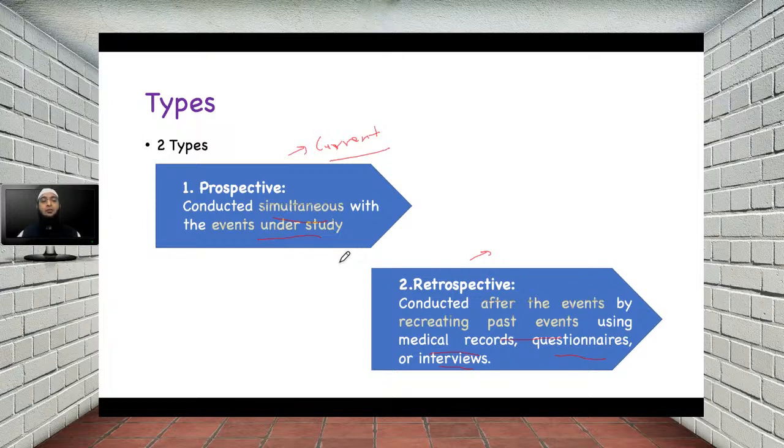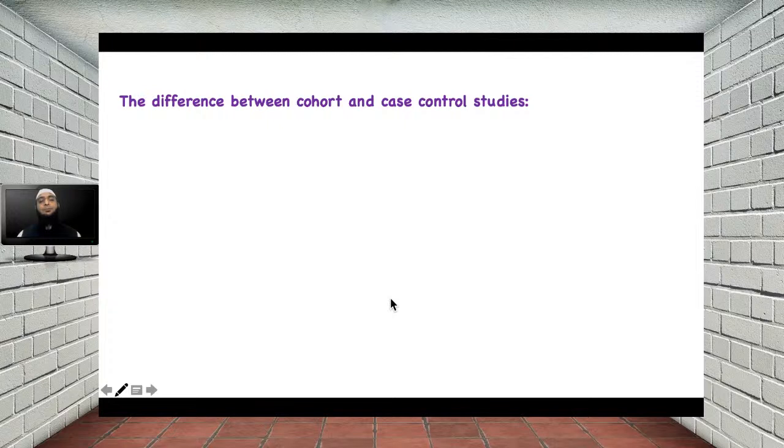So in a simple way, prospective studies are happening in the present, or are the current ongoing study. In a retrospective study, you are recreating a past event using medical records, questionnaires, or interviews. So these are the two types of cohort study that you can conduct. Now let's see what the difference is between cohort and case control study. In the last lecture we studied the case control study, and today we are studying the cohort study. Let's see the difference between these two types of design of epidemiological studies.